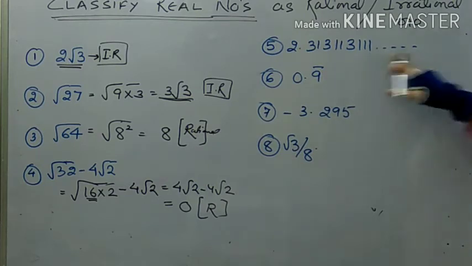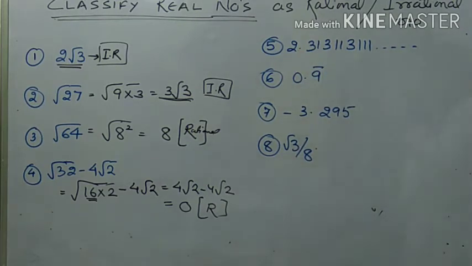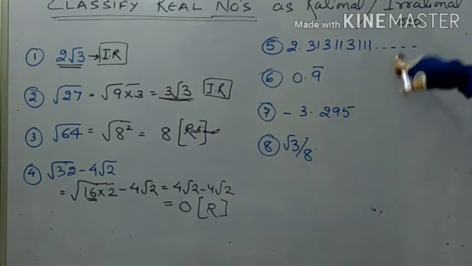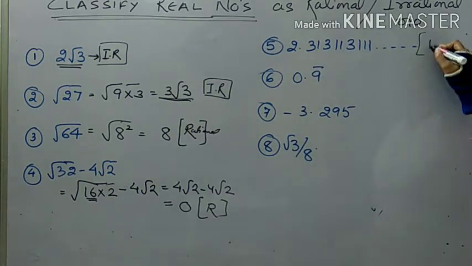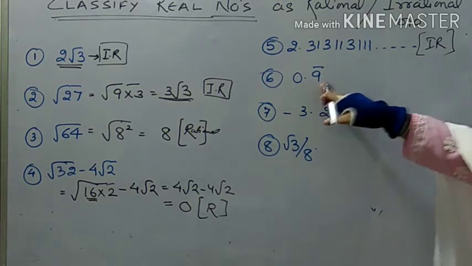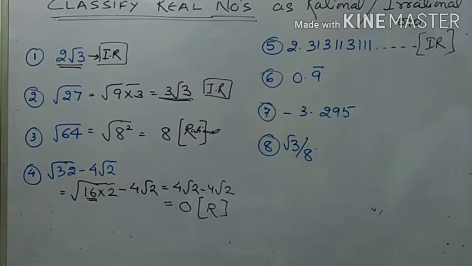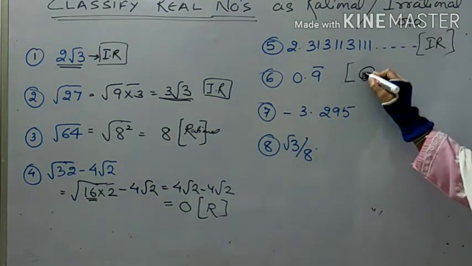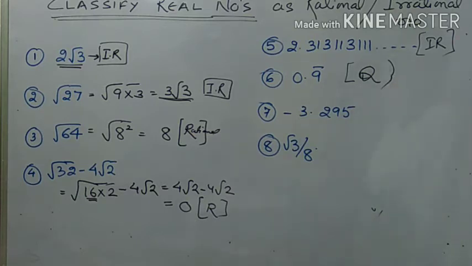Then 2.313113111 dash dash dash. Now see the decimal representation. It is non-terminating, non-repeating. Hence this number will be a irrational number. What is the reason? Reason with the answer you have to write the reason. So what is the reason you will write? As its decimal representation is non-terminating, non-repeating. 0.9 bar. Decimal representation is repeating, non-terminating, repeating. Hence this number is a rational number.